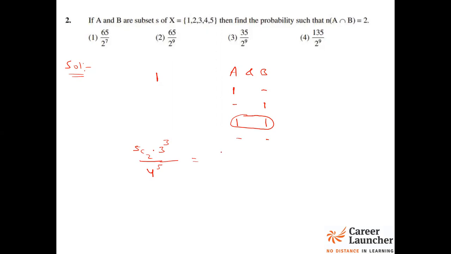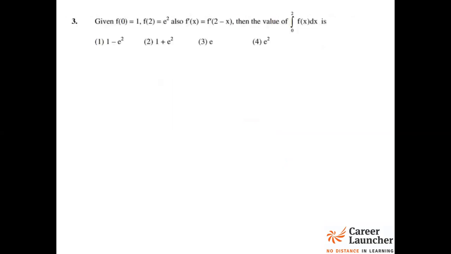So how much is 5C2? 5C2 will become 10 into 27 upon 1024. So if you simplify this, it will become 135 upon 512. Or you can write it as 135 upon 2 power 9. So option 4 will be the answer for this. Okay, let's see the next one.